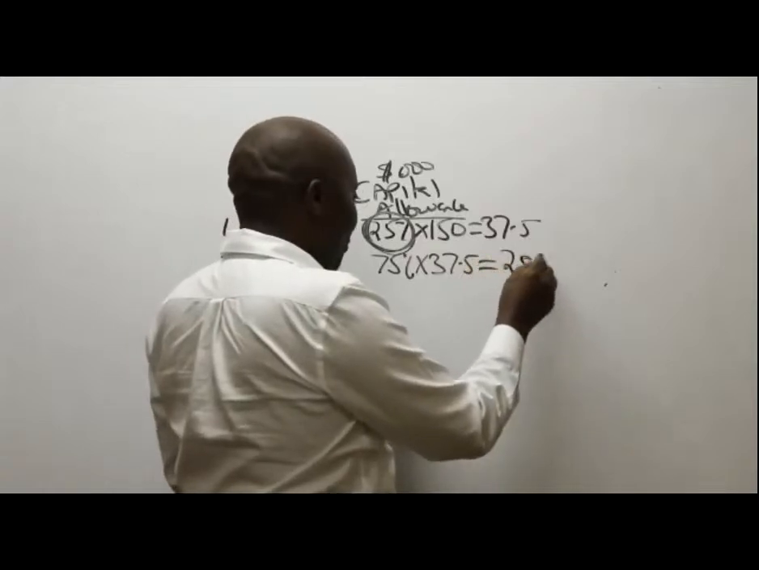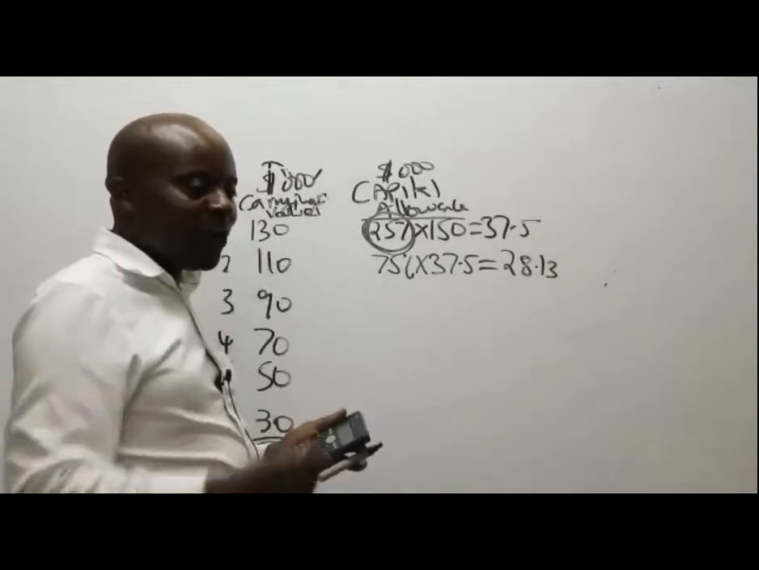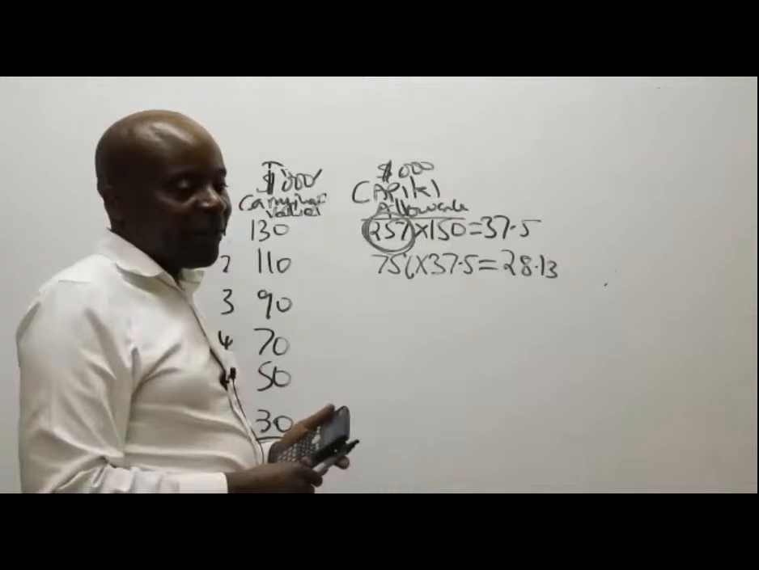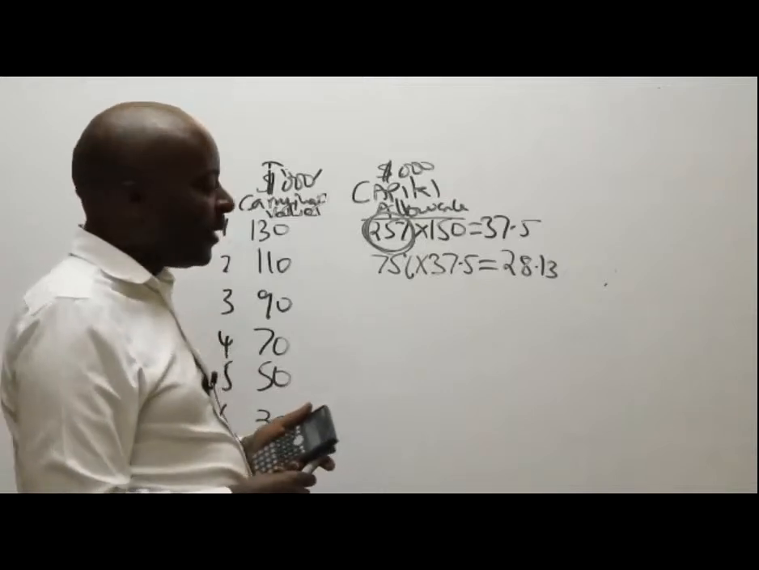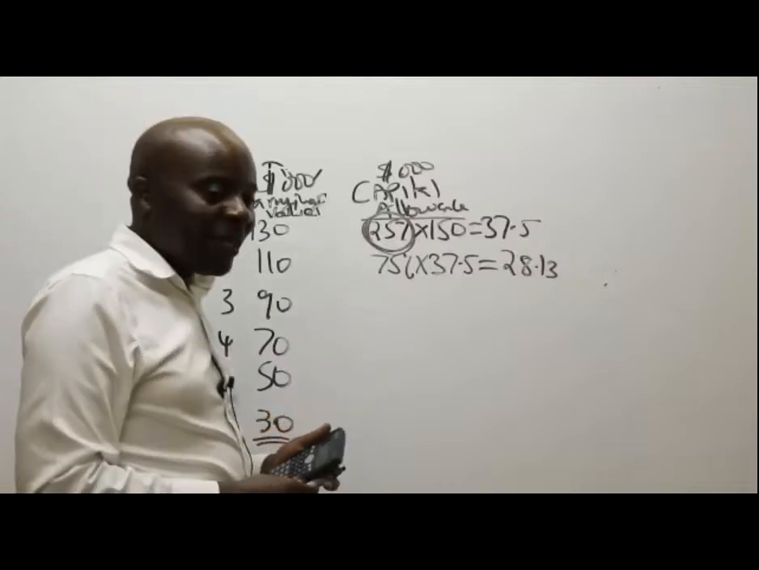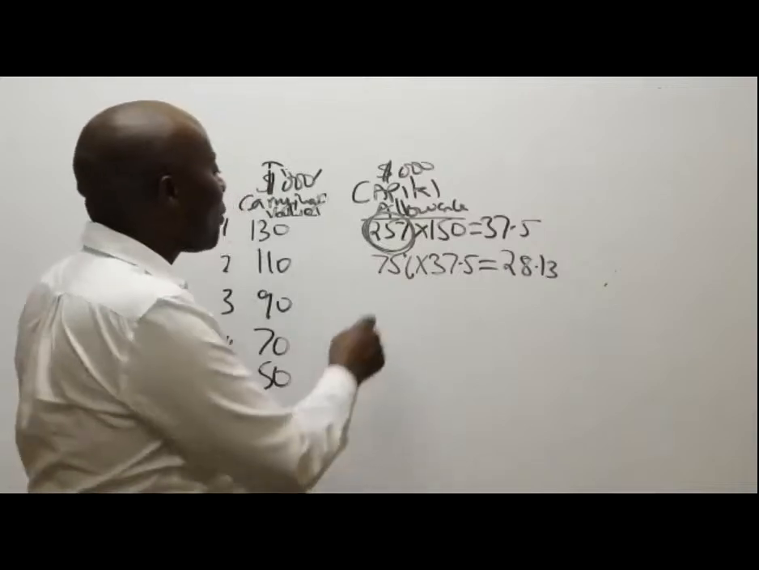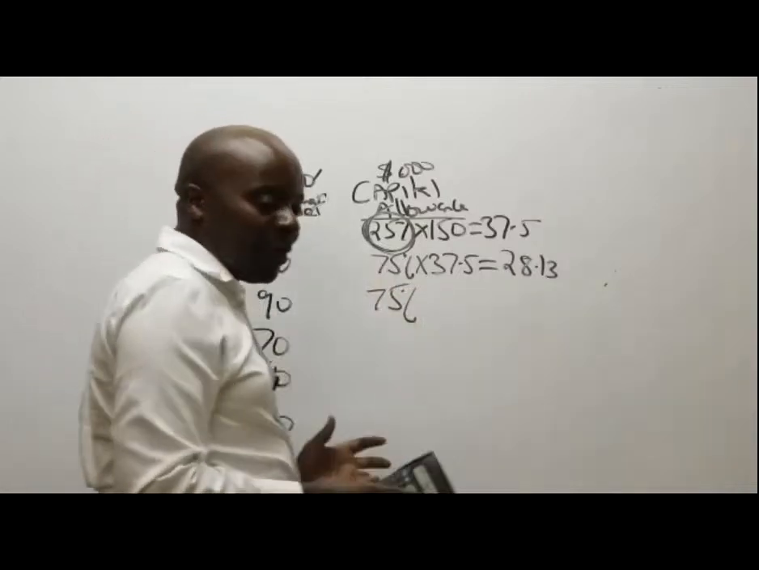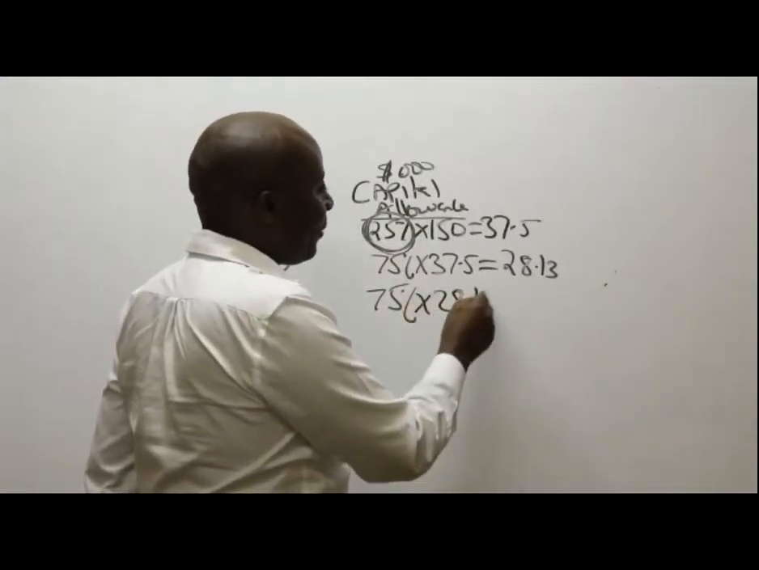28.13. Do your calculation a little and let us see. Now 75% I maintain throughout, so coming here I will say 75% of the previous depreciation, 75% of the previous depreciation times 28.13.